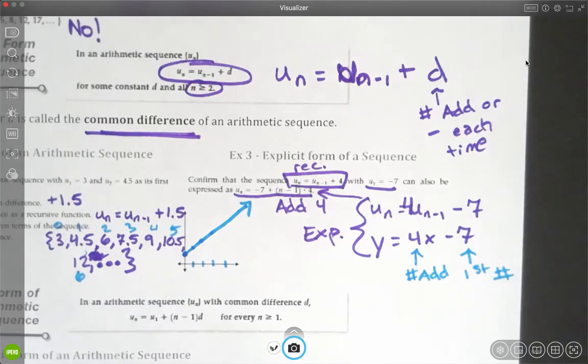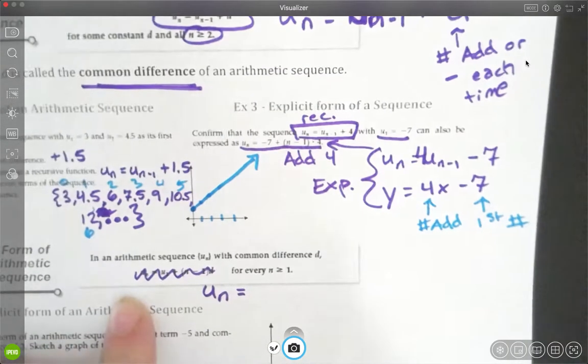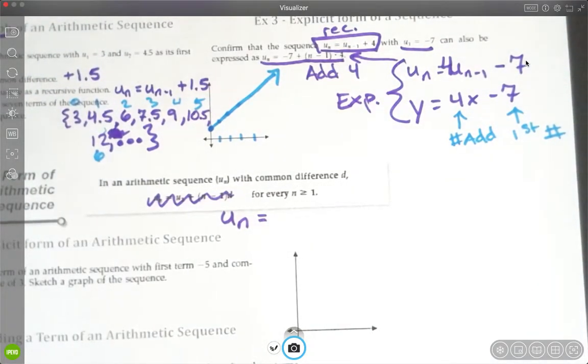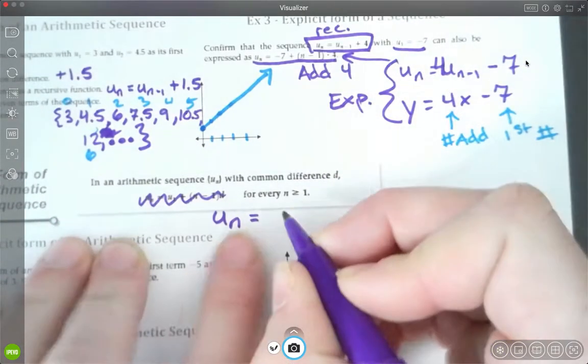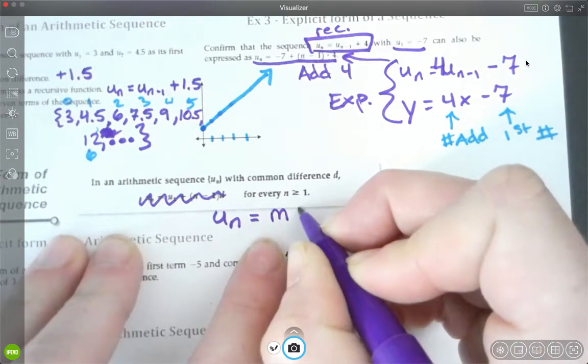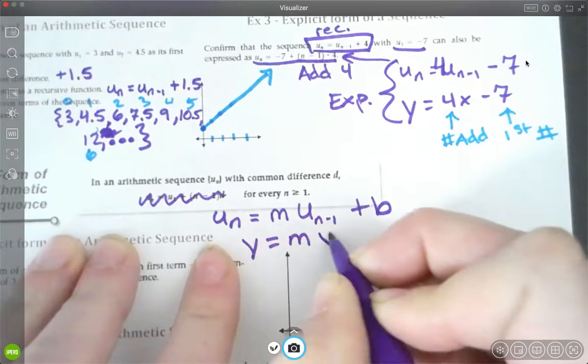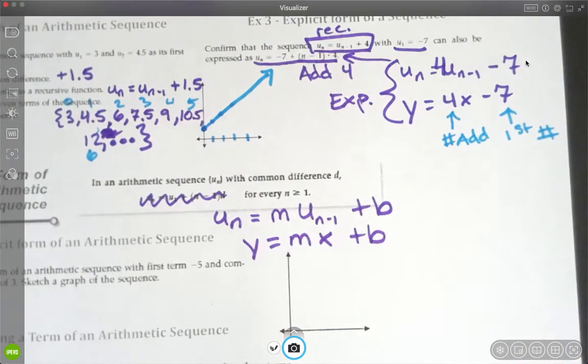So they're going to give us the explicit form, and I'm going to cross theirs out because they write it funky weird. I'm going to write it in slope-intercept form. So u sub n equals, I'm going to write it with the slope first, u sub n equals m times u sub n minus 1 plus b, or y equals mx plus b. So there's two different versions of it. If you like the u sub n and the u sub n minus 1, you can say that this is the term before. Otherwise, y equals mx plus b is the same thing. Now, again, let's put in what each one is standing for.